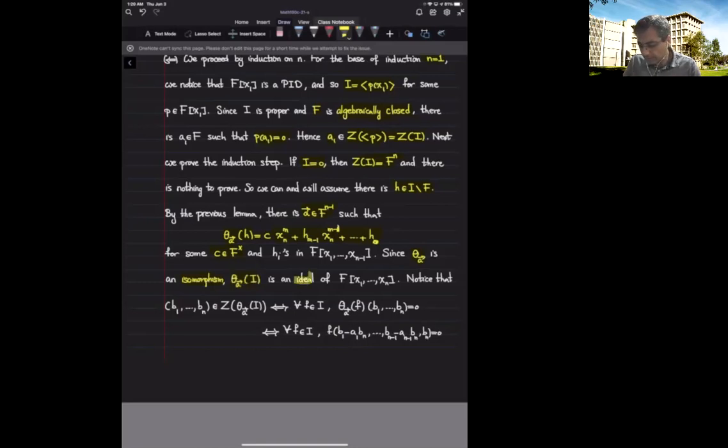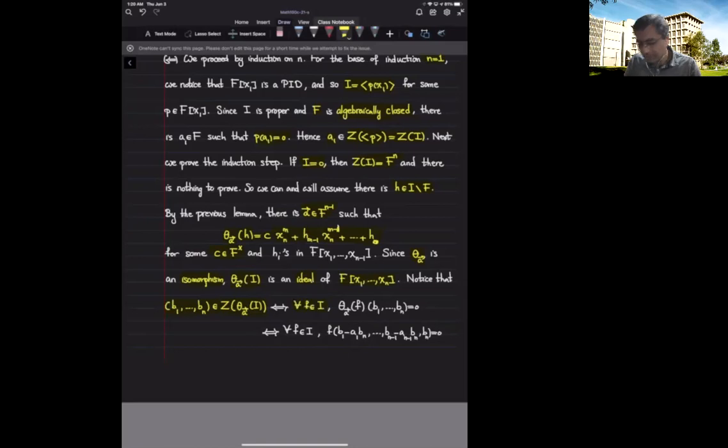Okay, so this is an ideal of this. But how does this help us? The key point is the connection between common zeros of this ideal and common zeros of I. Remember, after all, this is coming out of a linear change of coordinates. So when I give you a common zero of this, let's try to understand what it means.